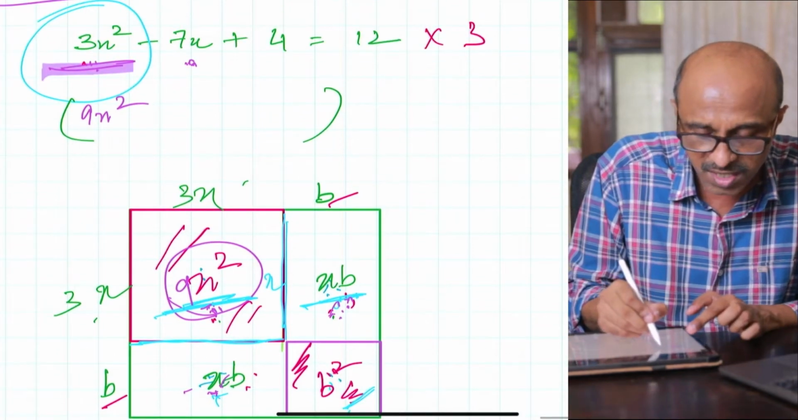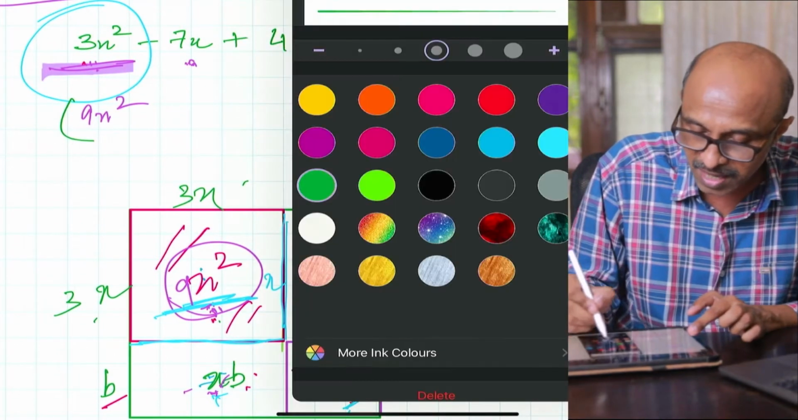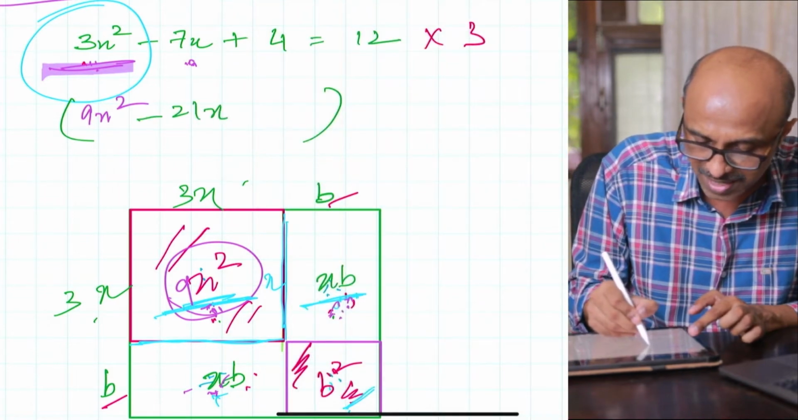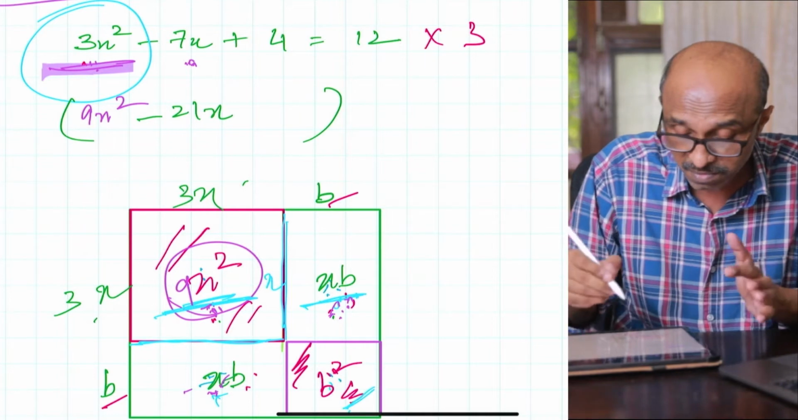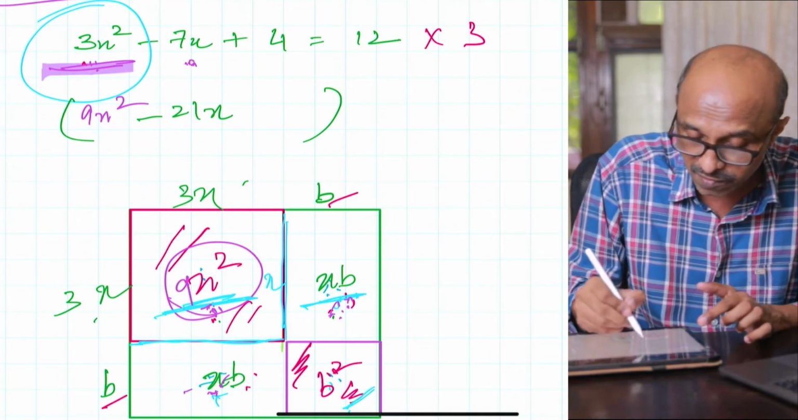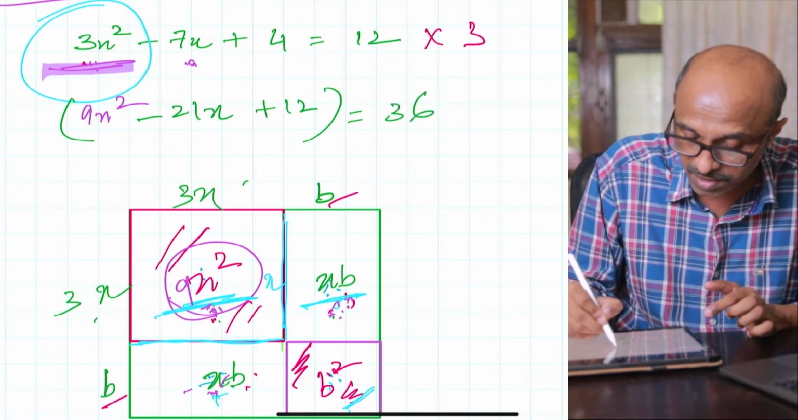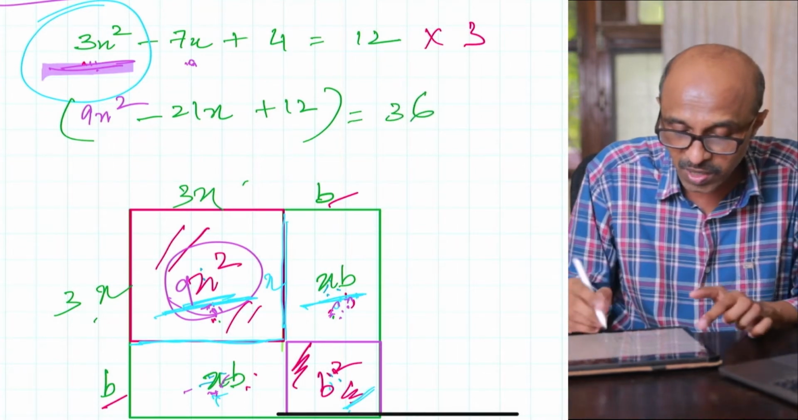However, what happens to this middle term? 3 times 7 is going to give me a 21x, and that's an odd number. Let's go ahead and see what's going to happen. So 3 times 4 is going to be a 12. That's okay. And 3 times 12 is a 36. All right, so this is the equation we've got.